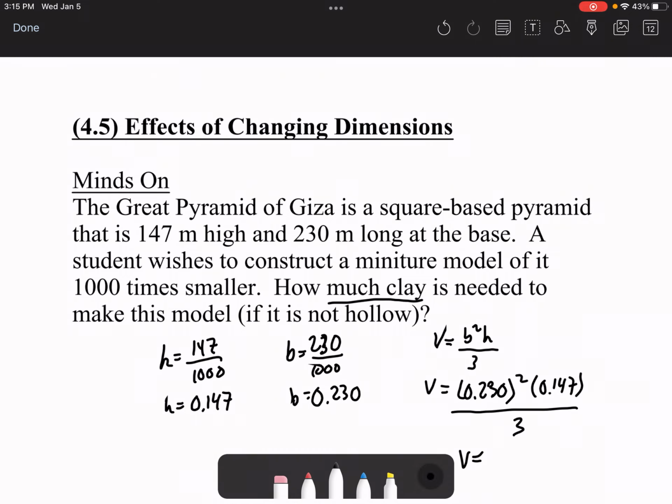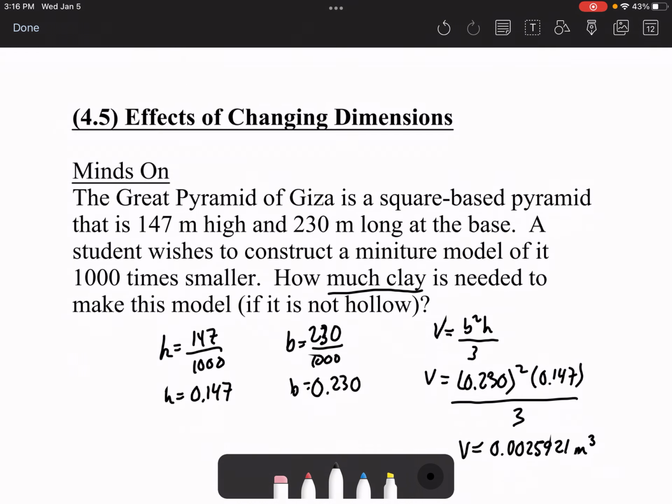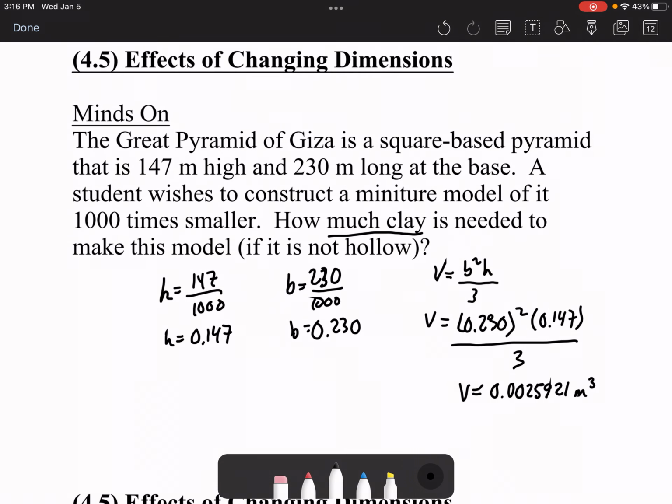Okay, so now using my calculator, I work that out, substitute it in, and I get 0.0025921 meters cubed of clay material. Now, most likely you probably wouldn't want to round this to 2 decimal places if you're just looking at volume, but you could if you wanted to.